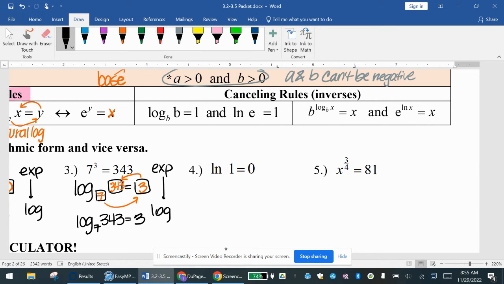I keep saying that the natural log is log base e. Even though they didn't give me the e, you can assume that it's there. So now I can convert it from log to exponential by doing whoop whoop. So e to the 0 power equals 1.